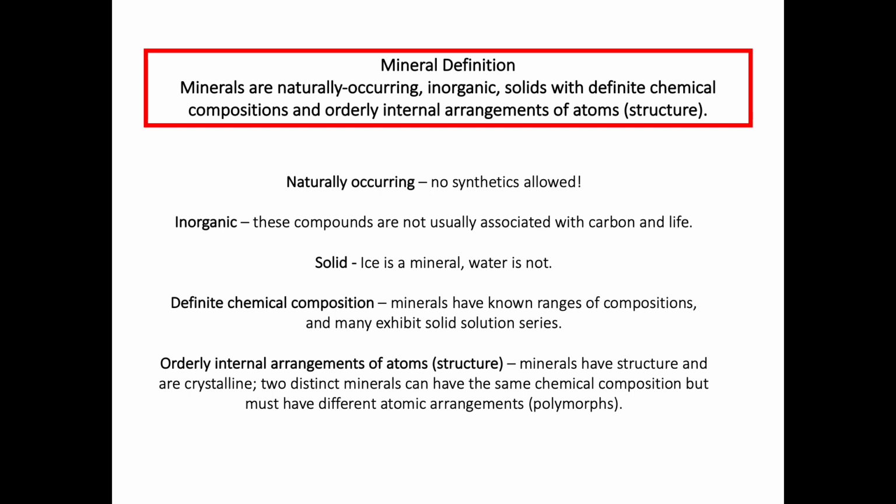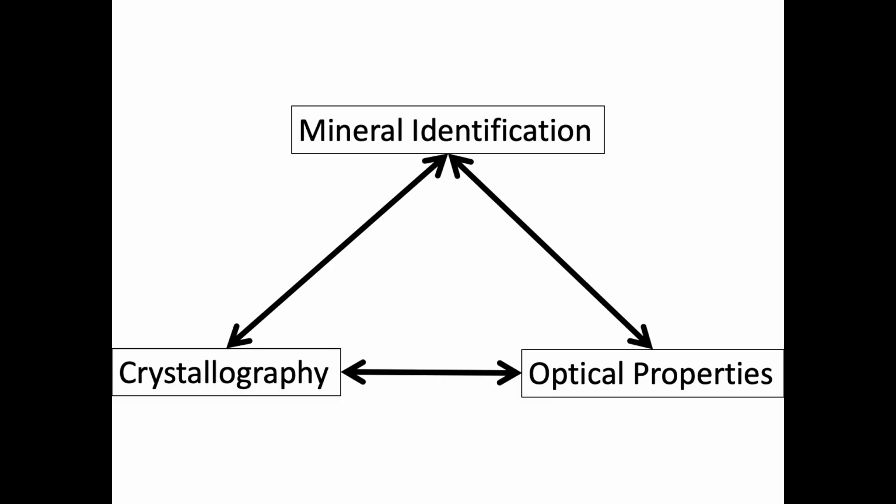And really, the pieces of this definition that are going to matter a lot to us today as we go forward are that definite chemical composition and the orderly internal arrangement of atoms in a mineral, which gives a mineral structure. So with the definition of a mineral fresh in our mind, let's go and look at some of the larger concepts that we've talked about before in our other videos.